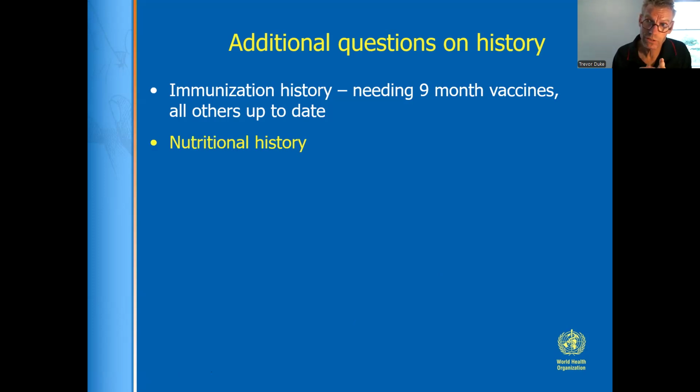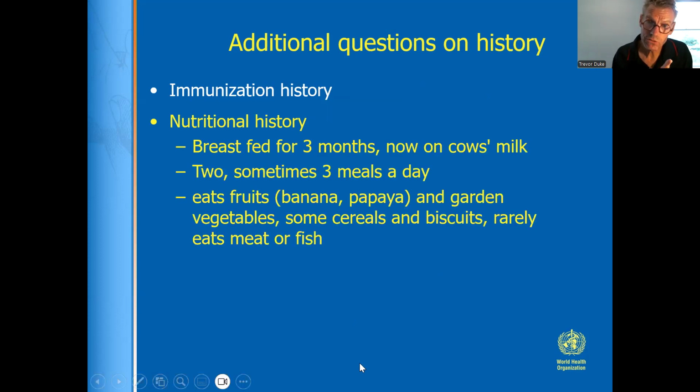Because Ratu was very pale, you would want to take a nutritional history, a detailed nutritional history. And this is Ratu's nutritional history. He was breastfed for 3 months, but now is on cow's milk. His family bought powdered milk and made that up for him. So his weaning foods were at least 2 and sometimes 3 meals a day. And he ate fruits, typically banana and papaya and garden vegetables sometimes, and some cereals and biscuits he would have.